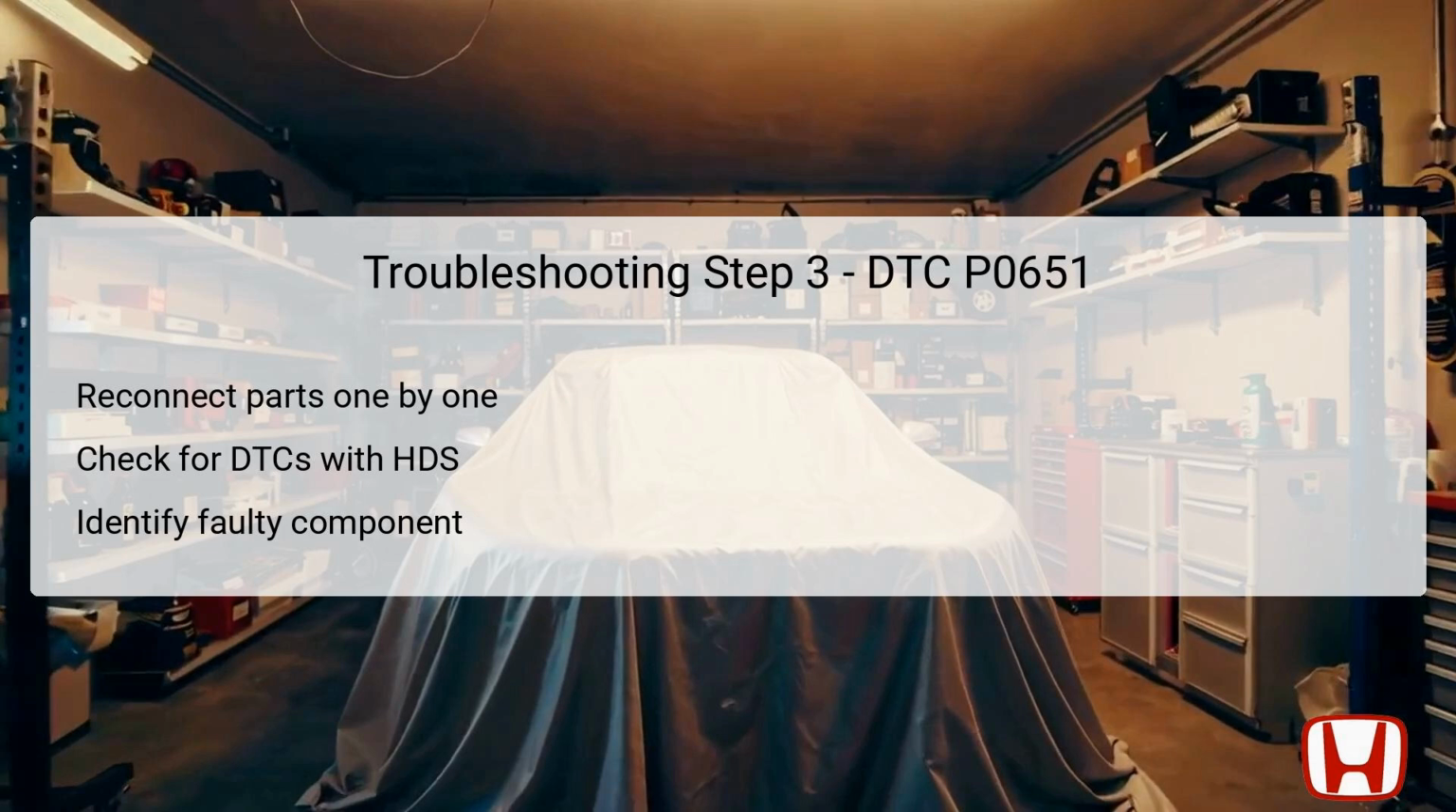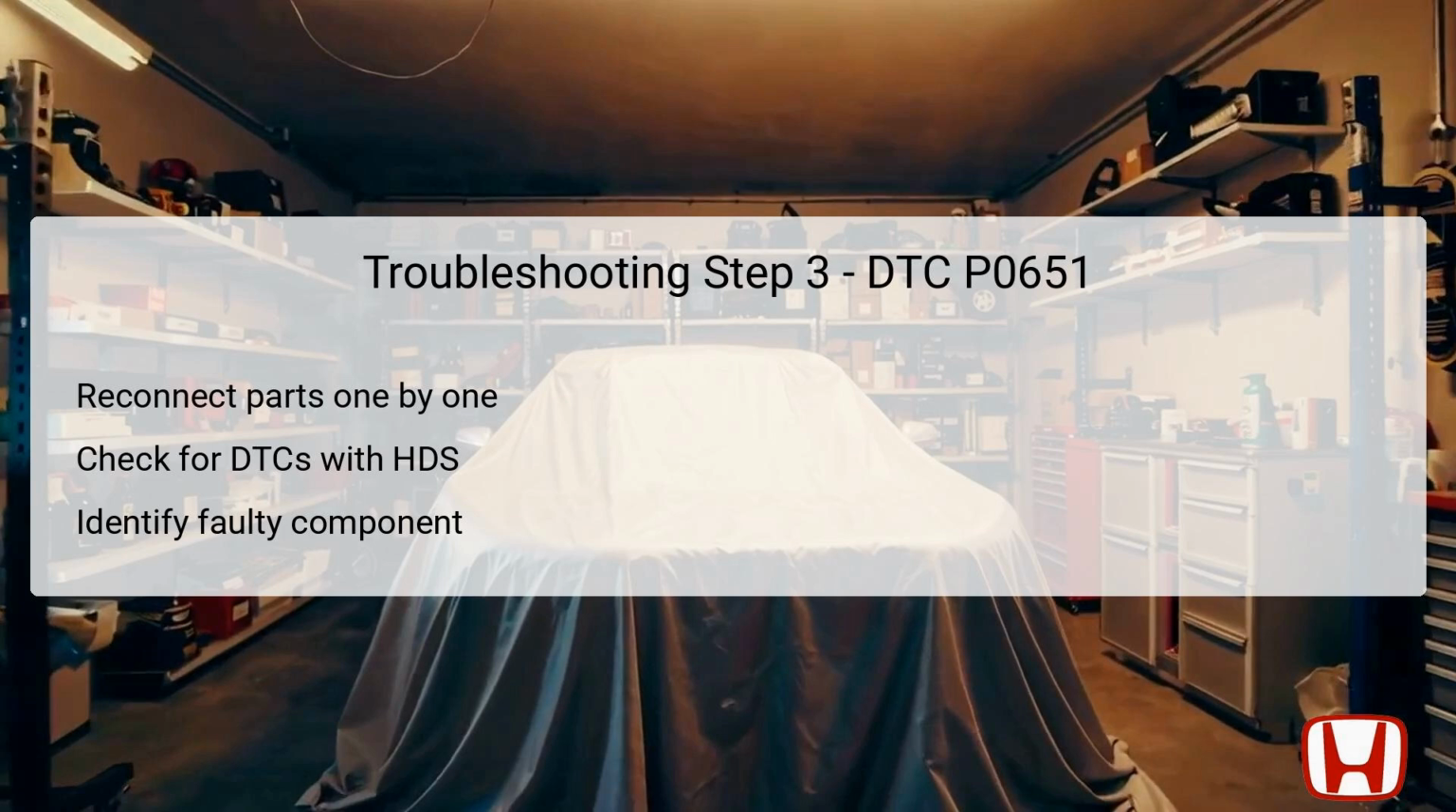In step 3, the process continues to check for a shorted part that could be causing DTC P0651. This involves sequentially reconnecting the recently disconnected components, first with the APP sensor, followed by the throttle body, and then the rocker arm oil pressure sensor, and lastly, the input shaft speed sensor. With each reconnection, the technician should check for any pending or confirmed DTCs using the HDS to ascertain which specific component triggers the P0651 code.